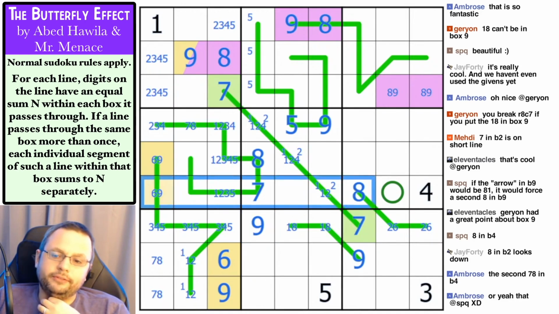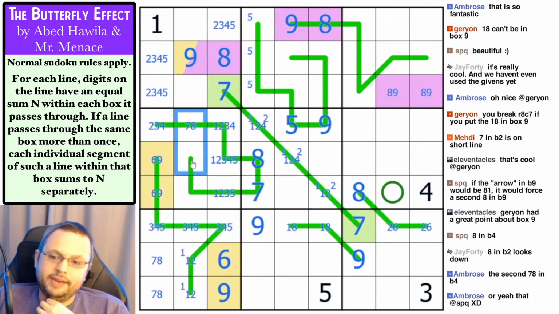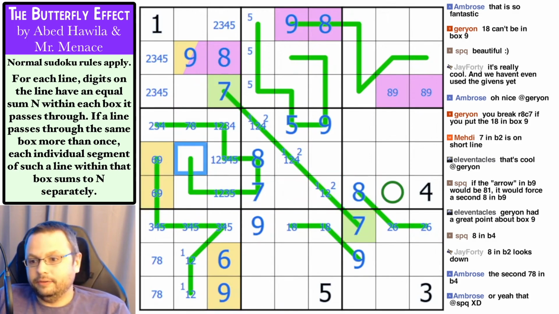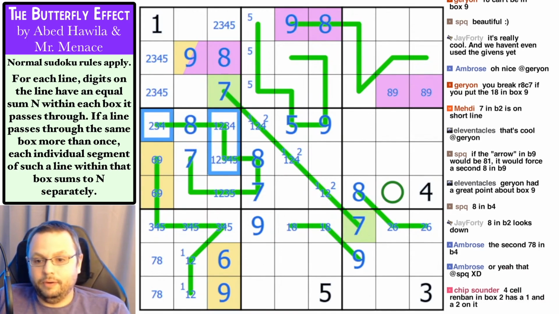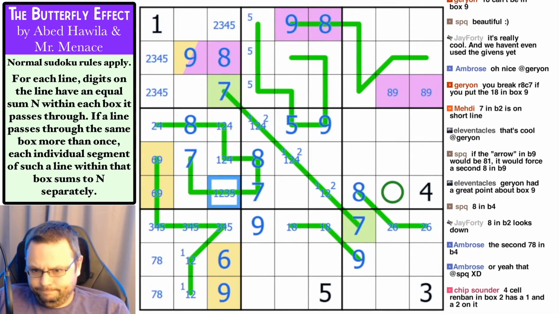And now we know where the other 7-8 is in box 4, because we have a 7-8 hidden pair here, owing to the fact that there's both a 7 and an 8 there. So this cell's a 7, that cell's an 8. These now need to sum to 7, so they are not 3, and that one's not 5. They're 1, 2, 4. This one isn't 1 or a 2.